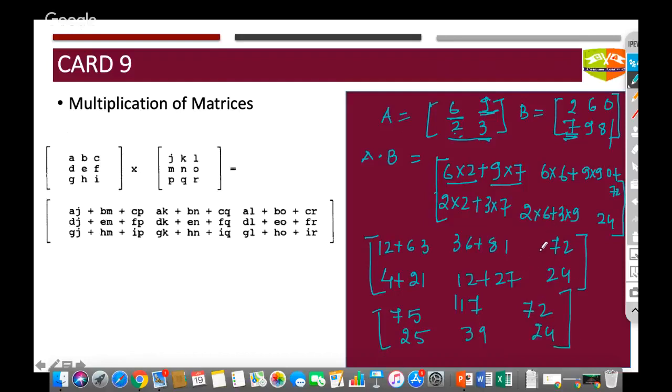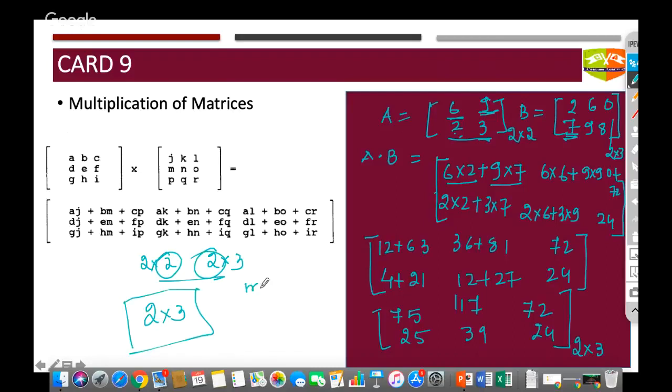Now, let me come to the order of the multiplication. The order of the multiplication is 2 into 3. Now what do I have here? The order of A is 2 into 2. The order of B is 2 into 3. Now I told you in the beginning itself that if you multiply 2 into 2 and 2 into 3, the column here and the row here vanish, and what you get as a result is 2 into 3. So if M into N is multiplied by N into P, this N vanishes and the order of the multiplication matrix would be M into P.